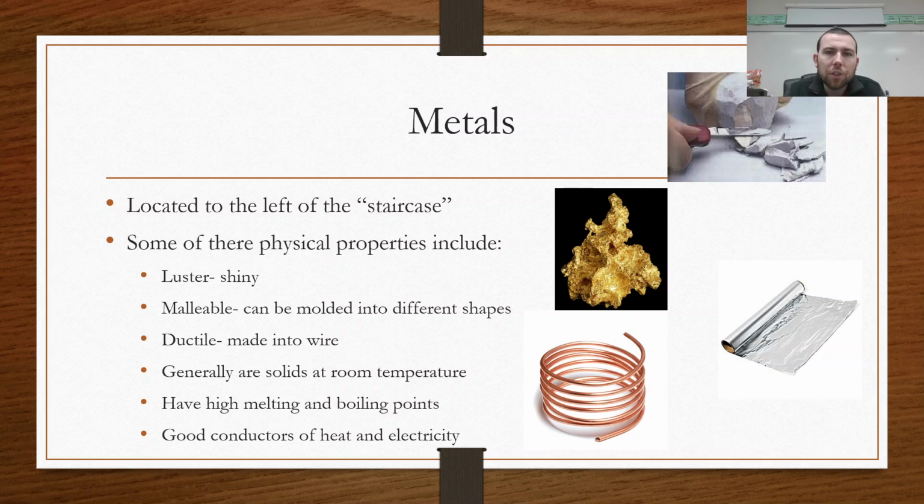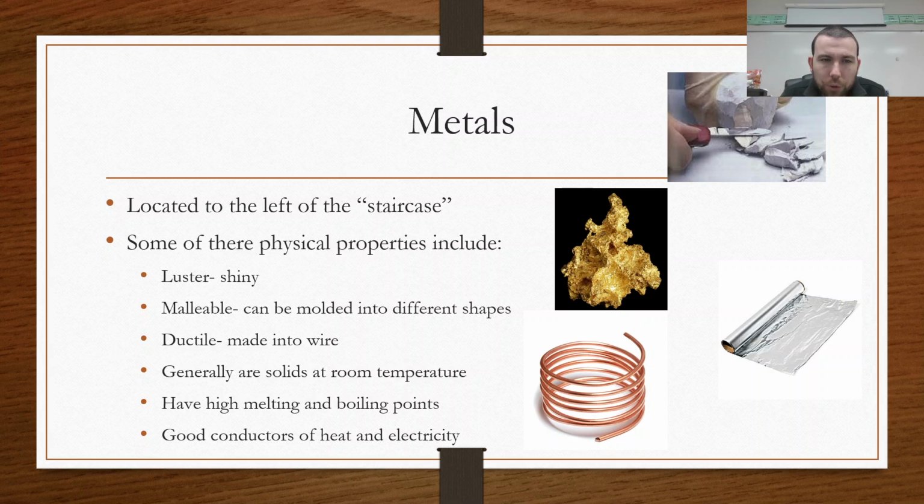Some of the physical properties of the metals include the following. Metals have luster, and what that means is that they are shiny. Metals are malleable. They can be molded into different shapes. You think about aluminum foil, which is listed over there. Metals are ductile, and that means they can be made into wire. Here you can see a picture of copper wire. They've taken copper metal and made it into a wire.